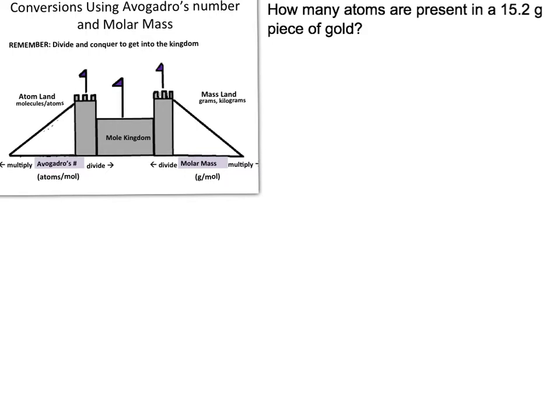So in the problem that we see here, what they've asked us is to calculate how many atoms are present in a 15 gram piece of gold. Okay, so what that's telling us is that we've been given 15 grams and that they want us to get into atoms. Now, in order to go from mass land into atoms, we first need to go from mass to moles. So our first conversion is going to be a division, and then from moles to atom land, which is going to be a process of multiplication.